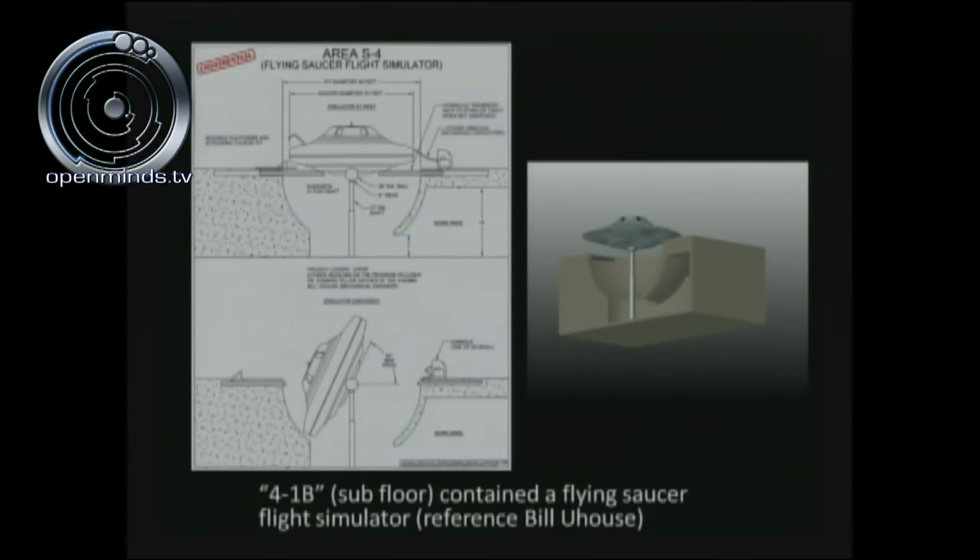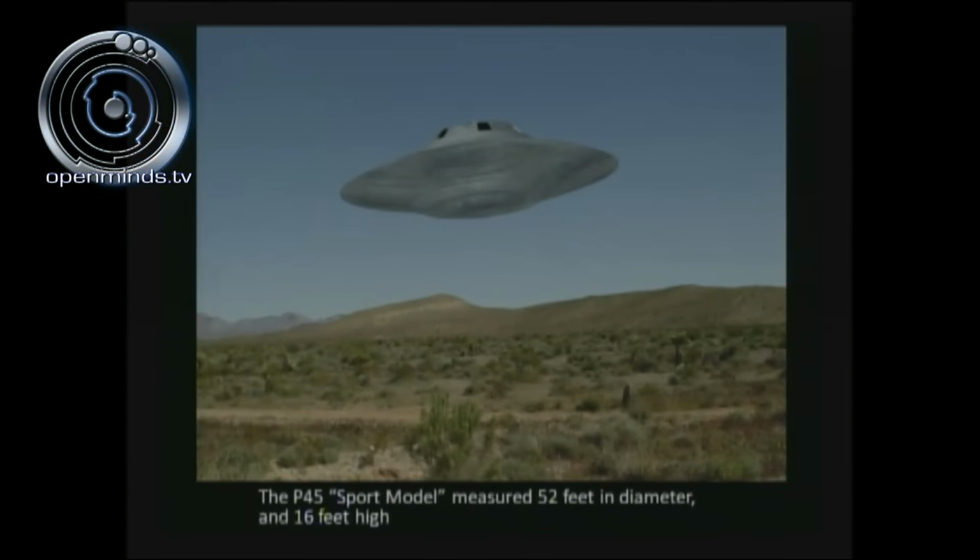You'll see the cutaway AutoCAD drawing originating from Bill Uhouse, indicating that there was a flight simulator, a flying saucer flight simulator that was attached to a gimbal mount, and you could rotate this thing almost up to 90 degrees. There was a diagnostic cable attached to the vehicle when it was static, but when it was energized, the diagnostic cable gets released, and then you could quote-unquote fly the vehicle at that time.